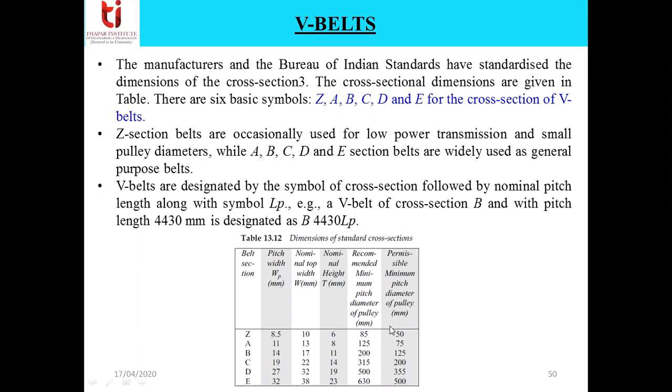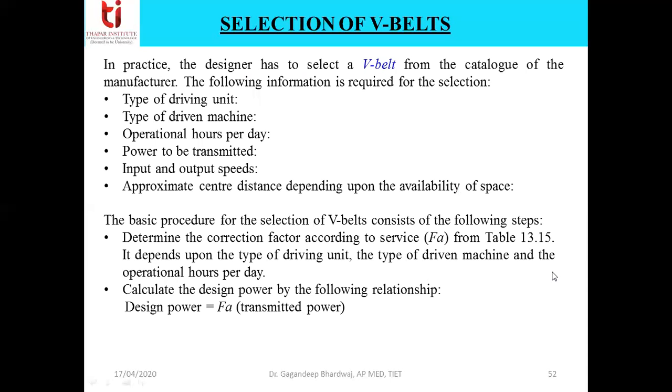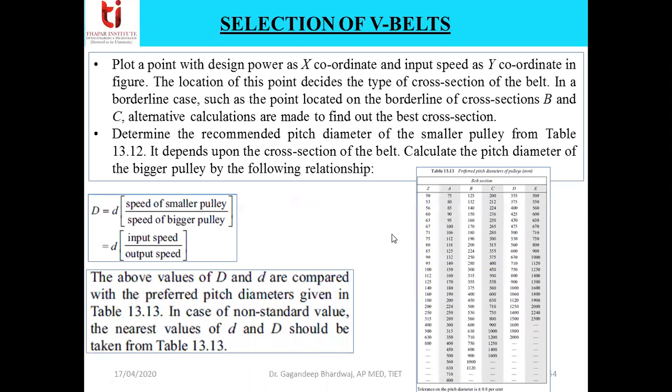So we will select the value of minimum pitch diameter from this table according to the cross section of the belt. So we have calculated the diameter of the smaller pulley. Now the speed of the driving and driven pulley will be given to you. According to that, you can select the diameter of the bigger pulley. Now once you have selected the diameter of the smaller and bigger pulley, you have to compare it with this table.